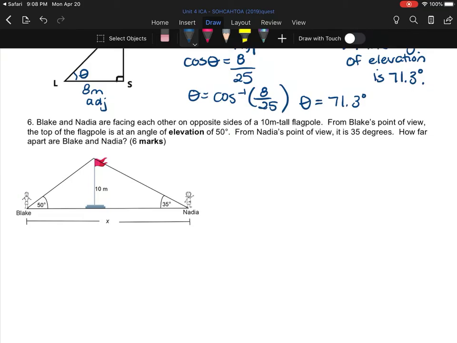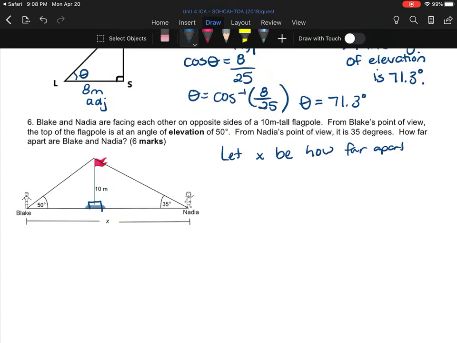Okay, so this word problem is worth more because you're going to have to show more work. We have two triangles here, two right angle triangles, and we need to figure out something about them using something else. So it's sort of like you label what you're given and then see what you can do. Okay. So Blake and Nadia are facing each other on opposite sides of a 10-meter tall flagpole. From Blake's point of view, so you can see where Blake is, the top of the flagpole is at an angle of elevation of 50 degrees. That's labeled for you. From Nadia's point of view, it's 35 degrees. How far apart are Blake and Nadia?